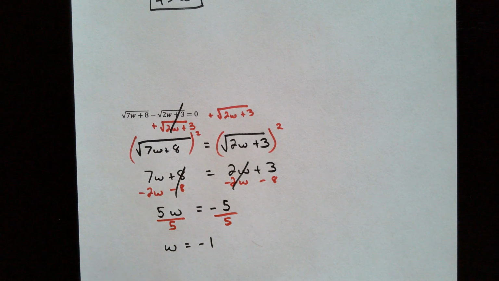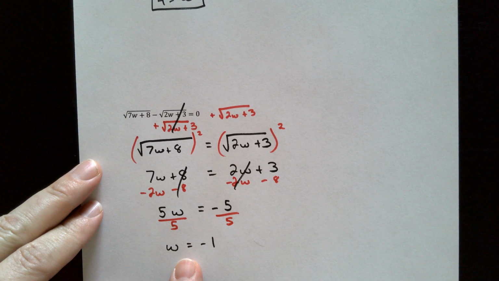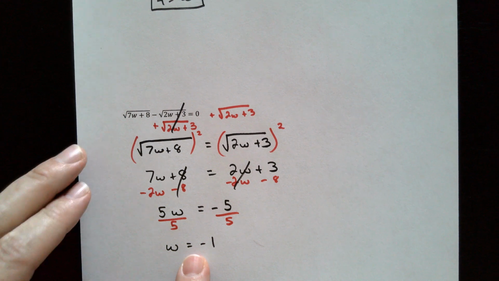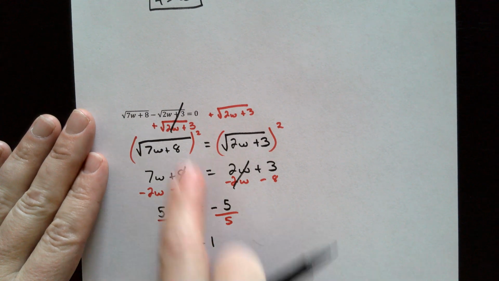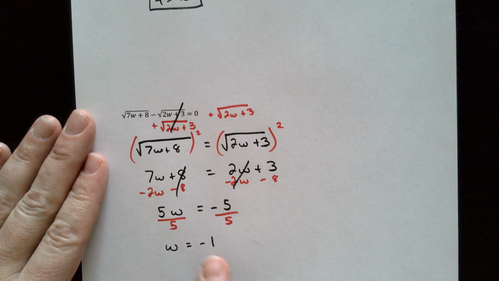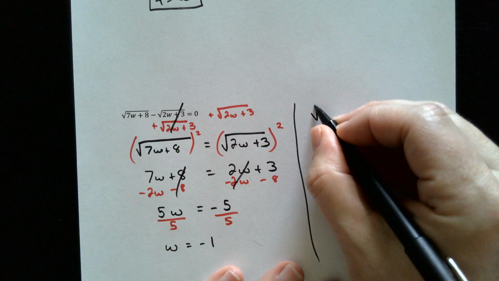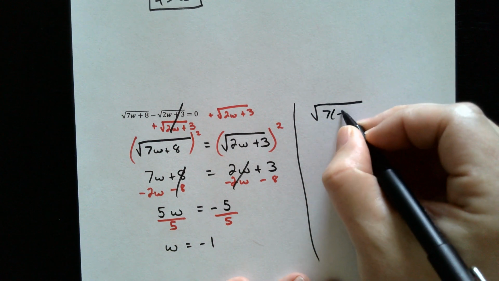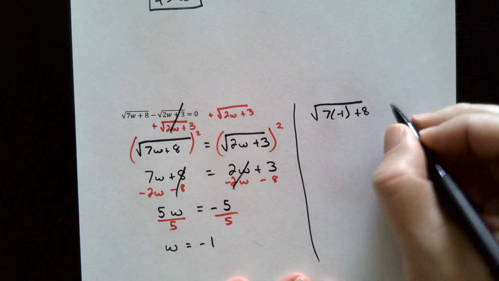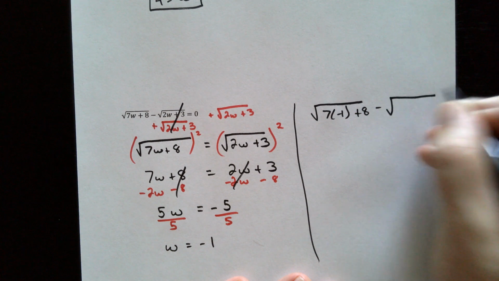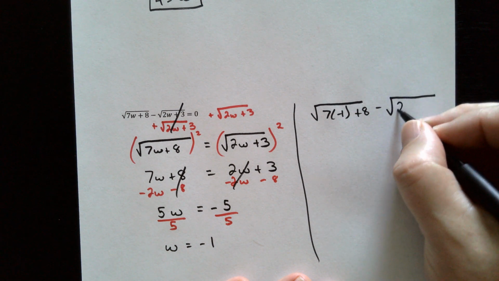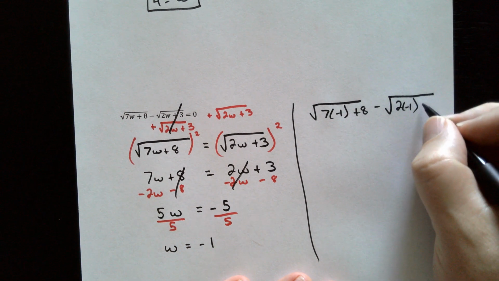Now, you may be thinking, wait a minute, this is a negative solution. Isn't that a problem? Not necessarily. It may or may not be. You can get negative solutions. You just need to make sure that they actually work by plugging them in. Okay, so we'll go back to this original equation, and we'll plug in a negative 1 in place of the w. So that will give us square root of 7 times negative 1 plus 8, minus the square root of, let's see, that would be 2w, so 2 times negative 1 plus 3.